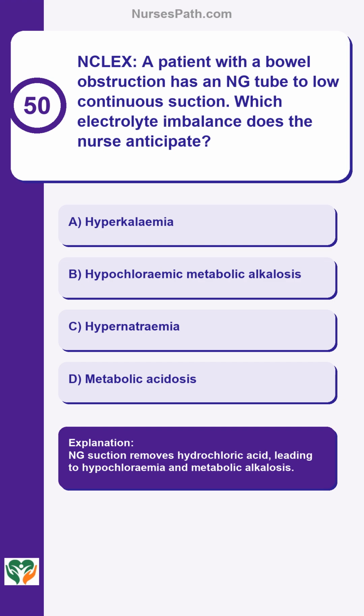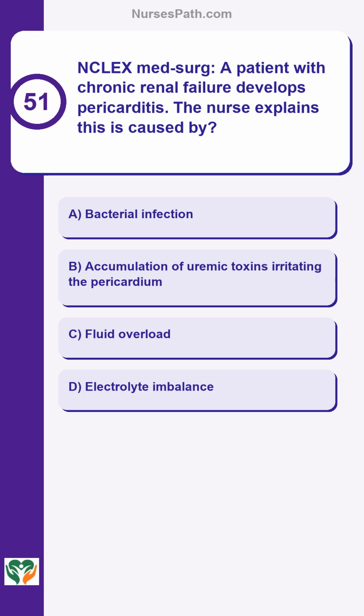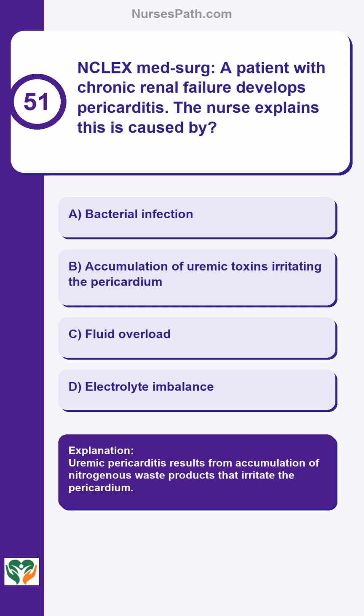Question 51. NCLEX-Medsurg. A patient with chronic renal failure develops pericarditis. The nurse explains this is caused by bacterial infection, accumulation of uremic toxins irritating the pericardium, fluid overload, electrolyte imbalance. Uremic pericarditis results from accumulation of nitrogenous waste products that irritate the pericardium.